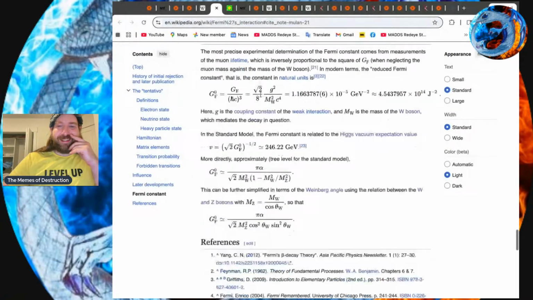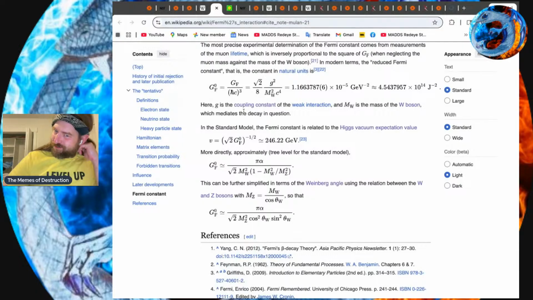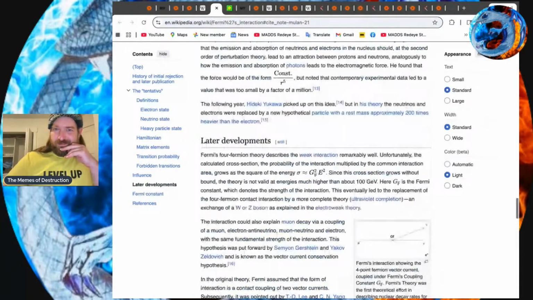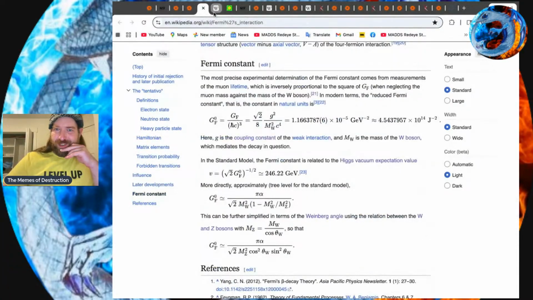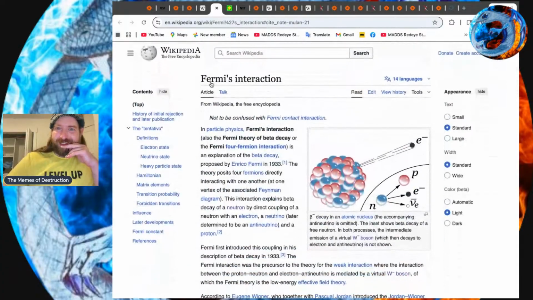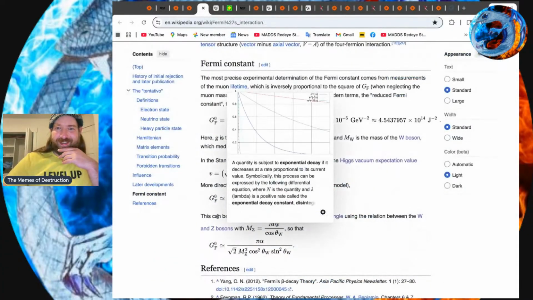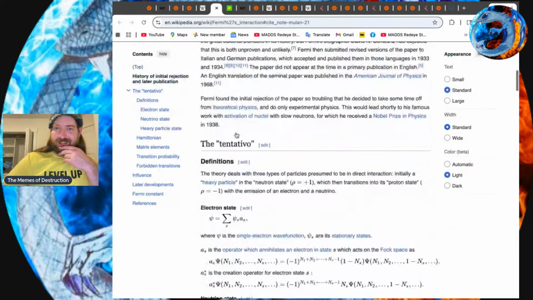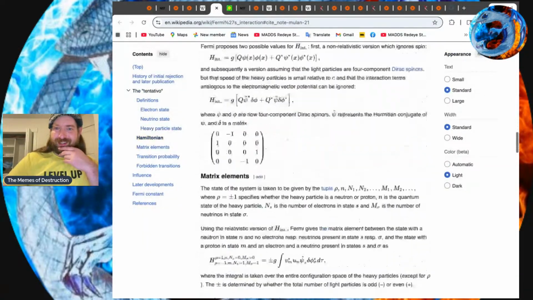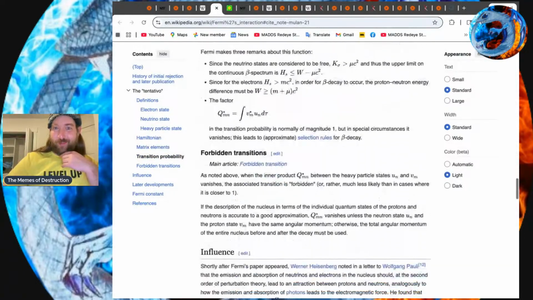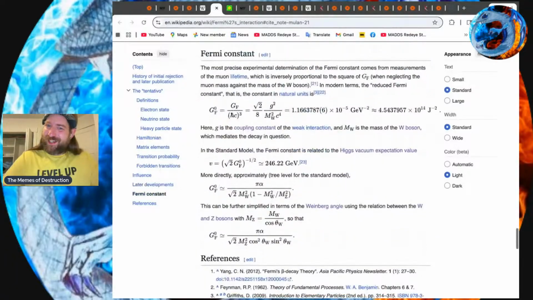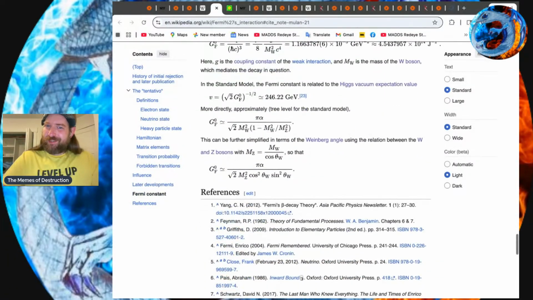The Fermi interaction. Okay. Fermi constant. Wait, so which one is Fermi interaction? Fermi constant is interaction. I'm literally just looking for one thing. I'm not going to pretend I understand all this stuff. I should at least try. I just want the dang formula.